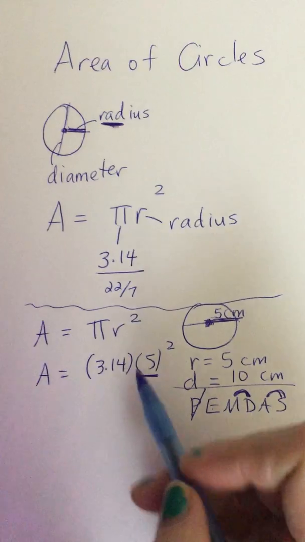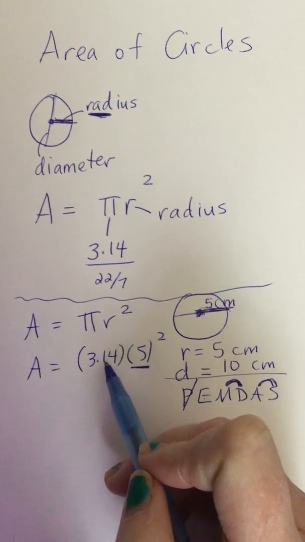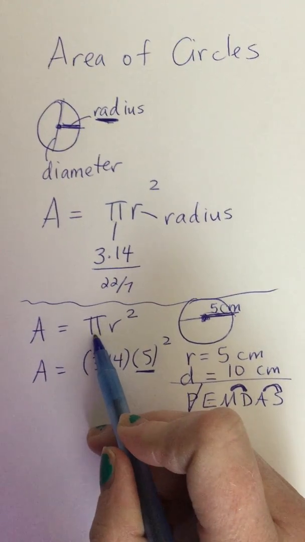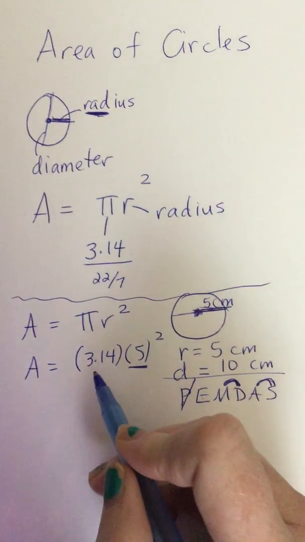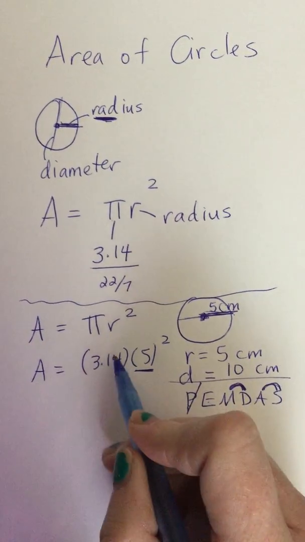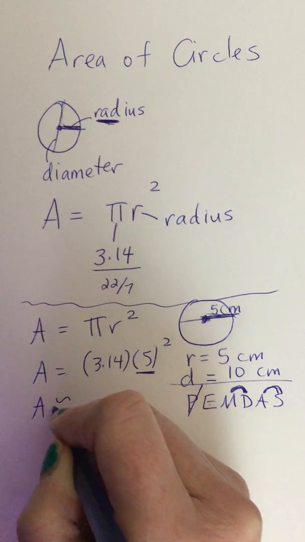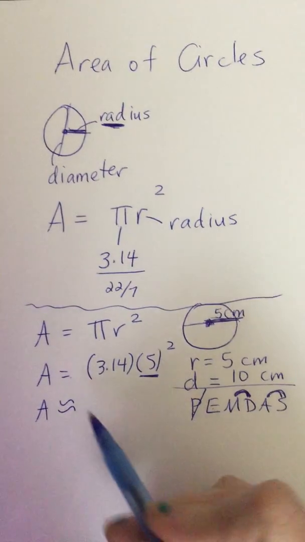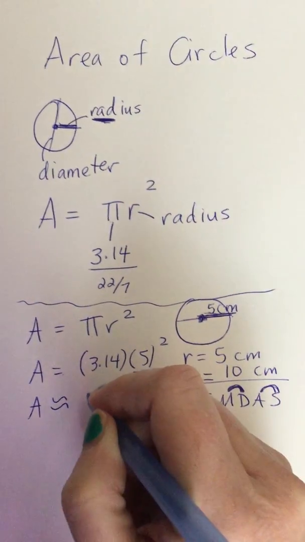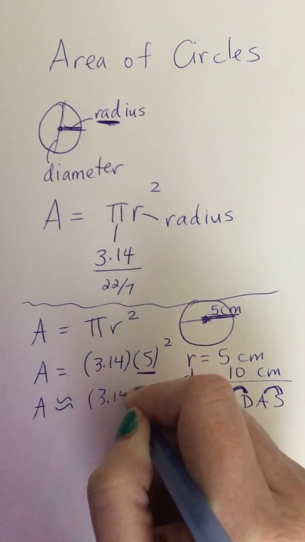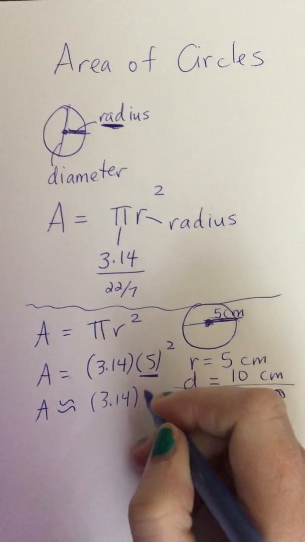Now one other thing I need to tell you about is 3.14 is actually an approximate answer of pi. Pi is an irrational number that goes on and on forever. So in this case, we're actually estimating, we rounded it. So the equal sign has to be an approximate answer. So you make little wavy signs, and that means that it's approximately this. Okay, so we have approximately 3.14, and 5 squared is 5 times 5, which is 25.